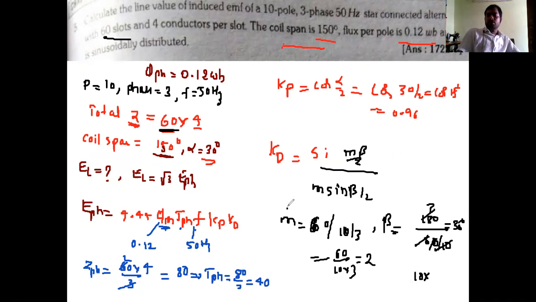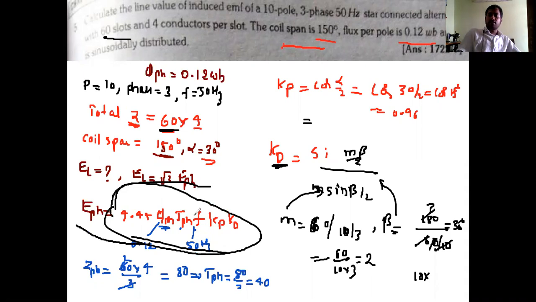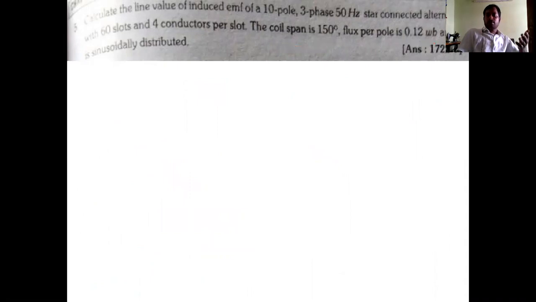So by using m and beta, you can find Kd also. So we got all the values. Just substitute these values in this equation, and you can find the EMF per phase. After calculating this, we get some value, and we need to multiply by root 3. We will get a line value from the phase value, which is equal to 1722 volts. So this is all the problems I discussed based on Kp and Kd.